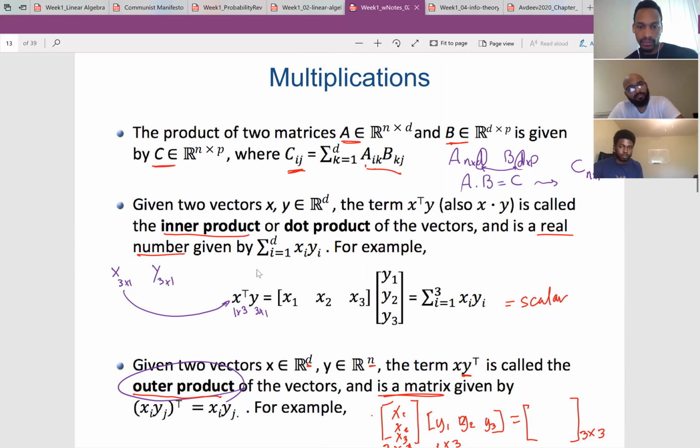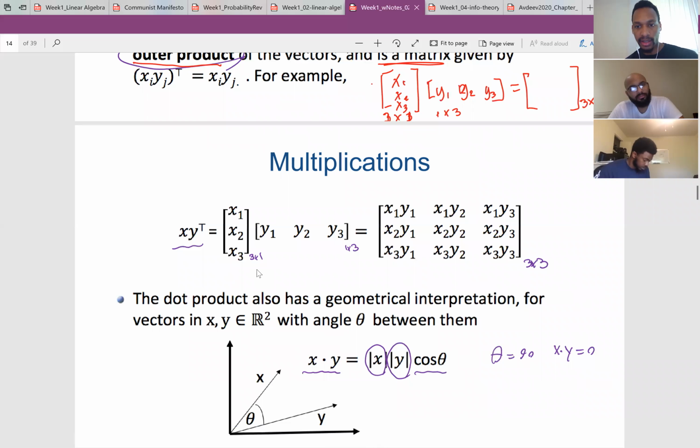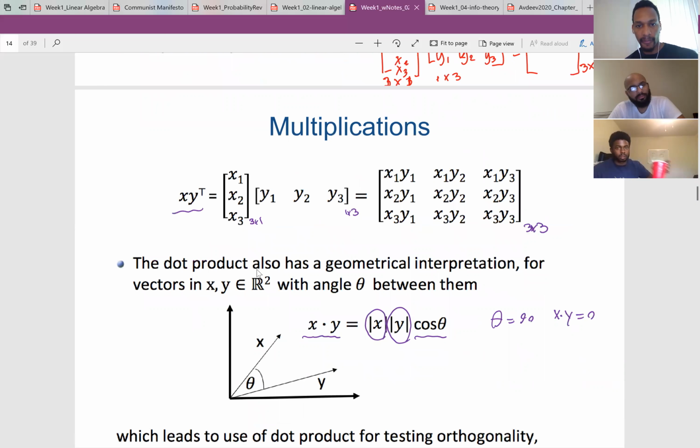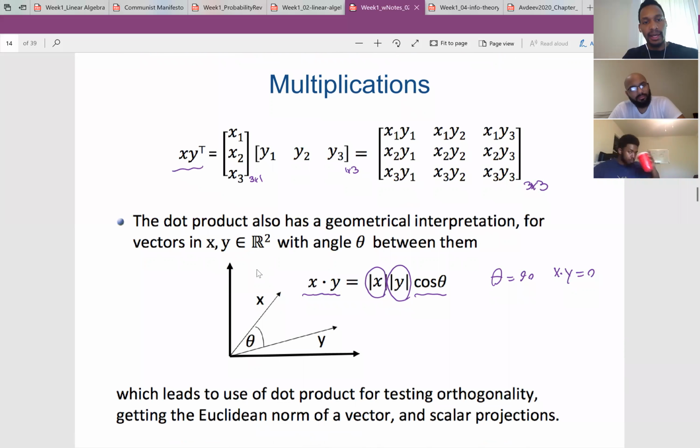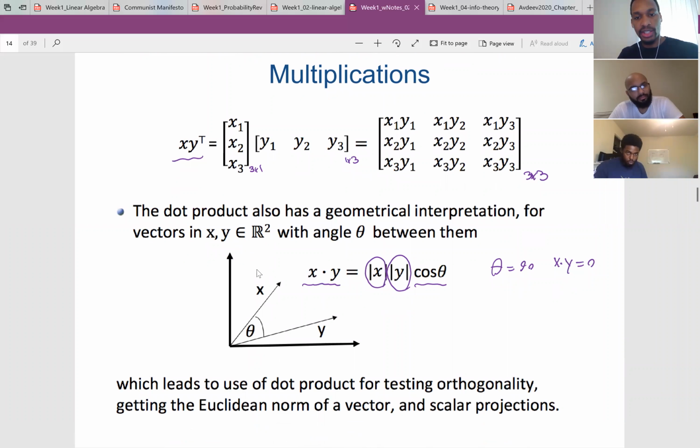Okay, this is just showing the multiplication again. Geometrically, the interpretation for these dot products, or inner products, is that the dot product is equal to the product of the magnitudes of X and Y multiplied by the cosine of the angle between them.